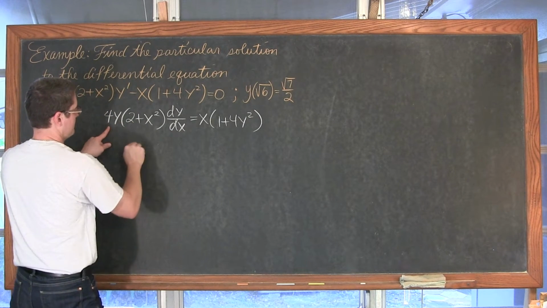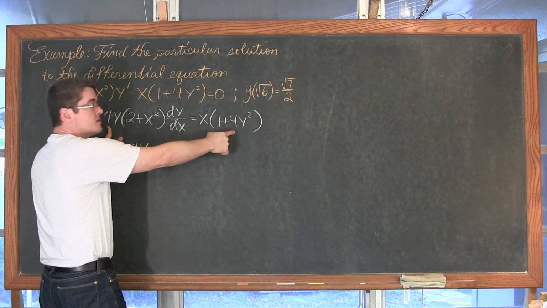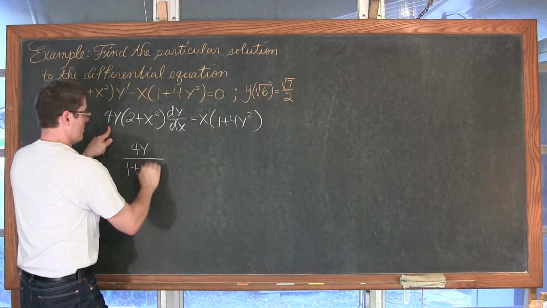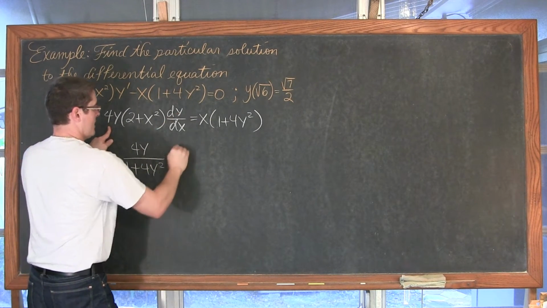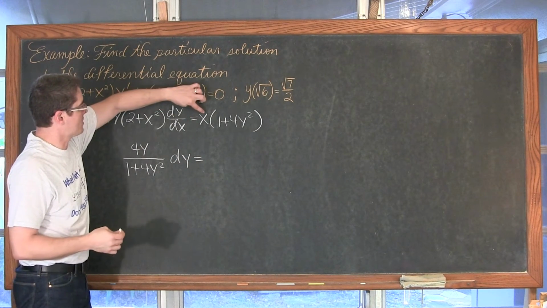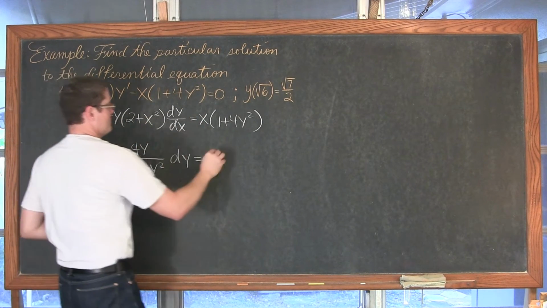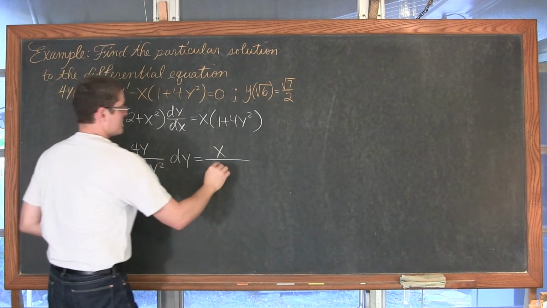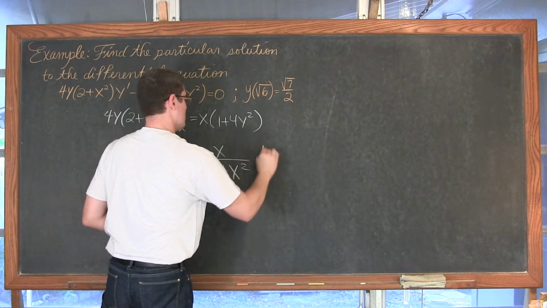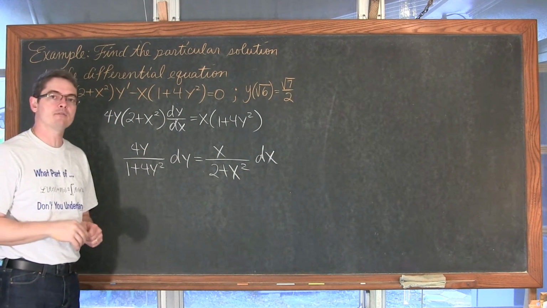We have 4y. We're going to bring this over to the other side, the left side of our equation through division. Over 1 plus 4y squared dy. Kind of doing, obviously, a few things here at once. Now we've got our x, and we're going to bring this over with division to separate that multiplication. So we'll have x over 2 plus x squared. And again, we're going to move this dx over to the right-hand side of our equation. And yeah, we were able to separate our variables.